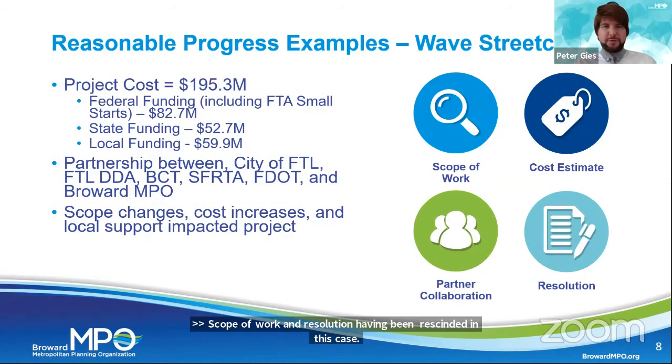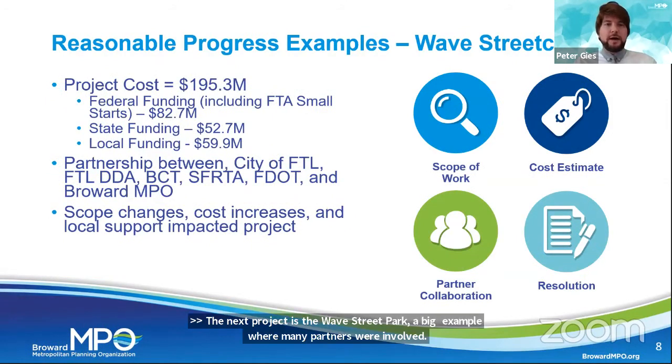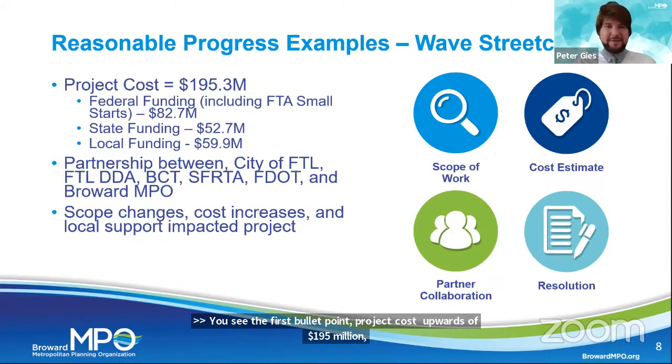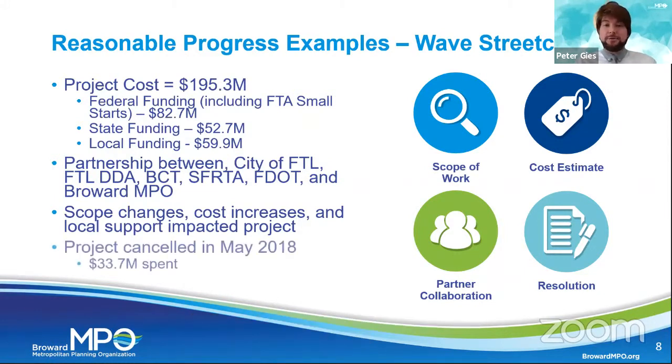And you can see in the first bullet point, the project cost was upwards of $190 million with a partnership between the City of Fort Lauderdale, the DDA, Broward County Transit, South Florida Regional Transportation Authority, FDOT, and the Broward MPO. And throughout the process, I'm not going to belabor it because I know we all have PTSD still from this project, but scope changes, cost increases, and ultimately local support impacted the project.